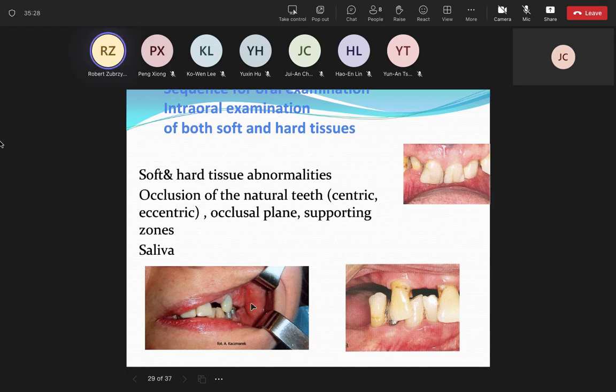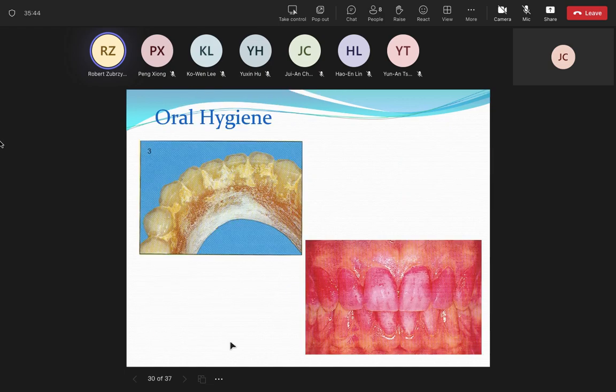Yeah, we see soft tissue abnormalities on the bottom. We see lack of zone of supporting, yeah, when patient is in crossbite. And upper one also. Oral hygiene, bad oral hygiene. On the prosthesis, a lot of calculus, a large amount of stains.